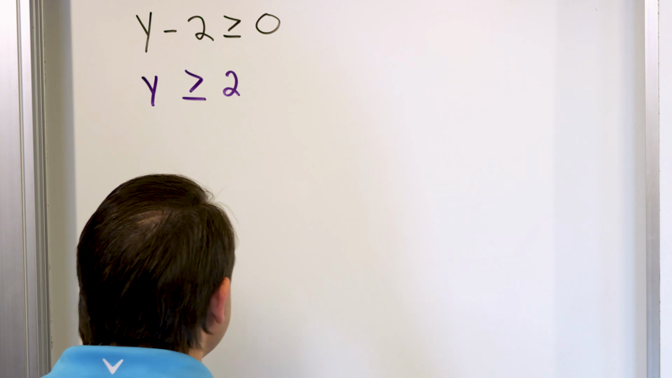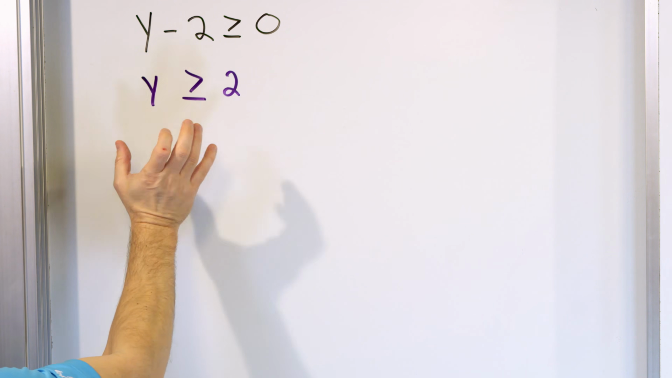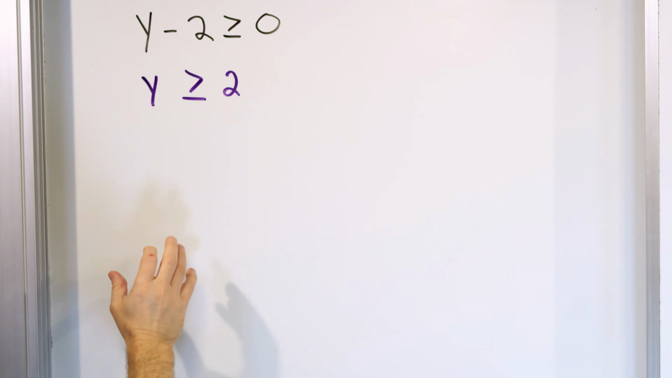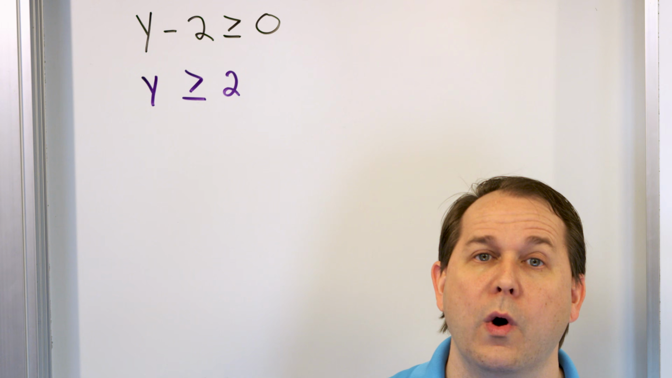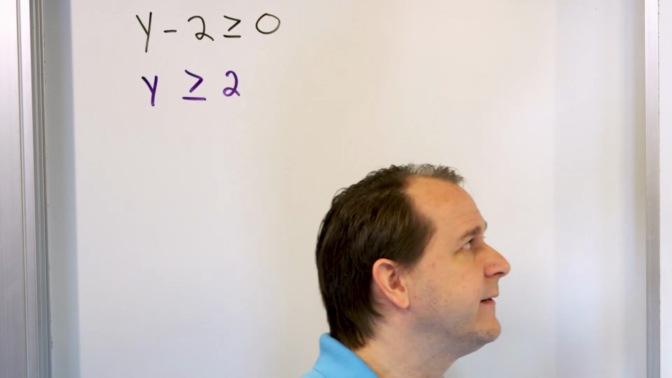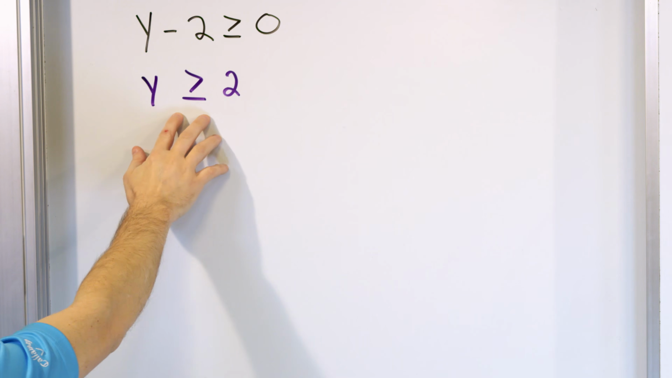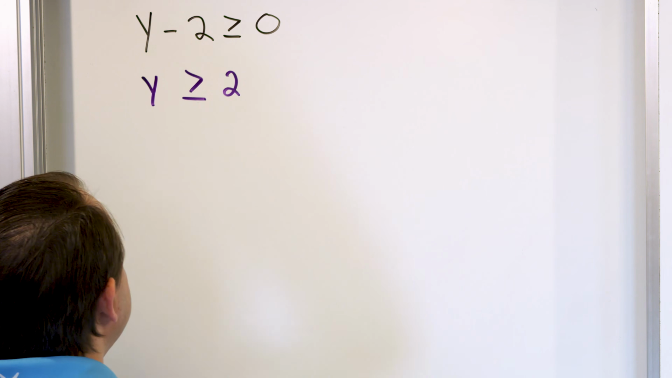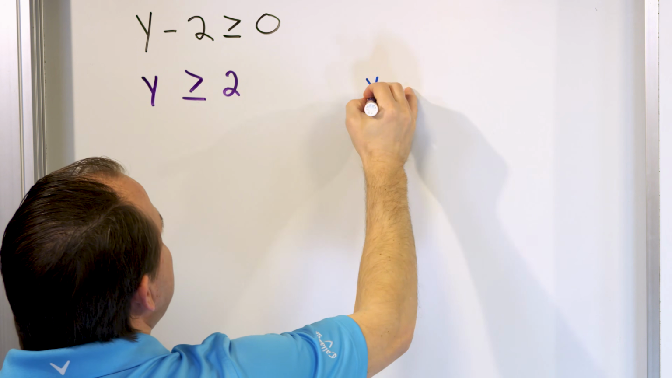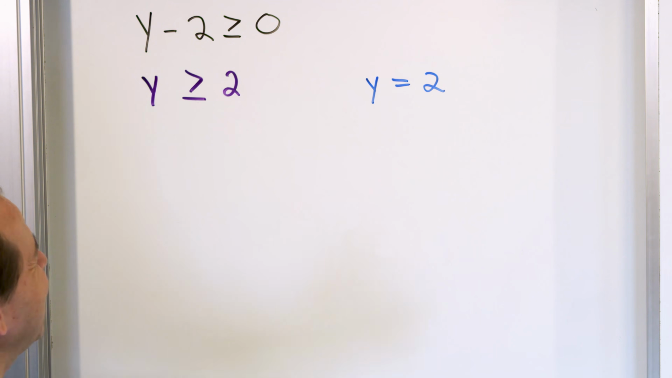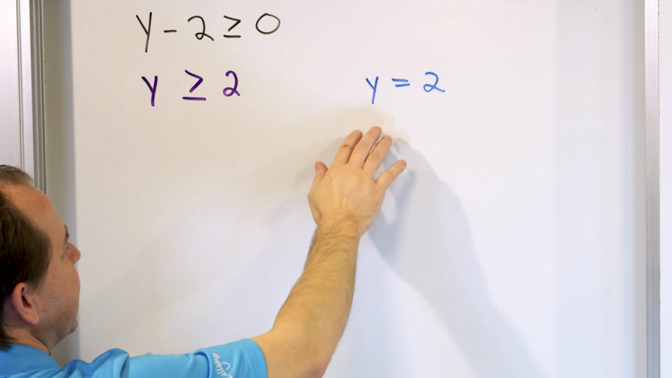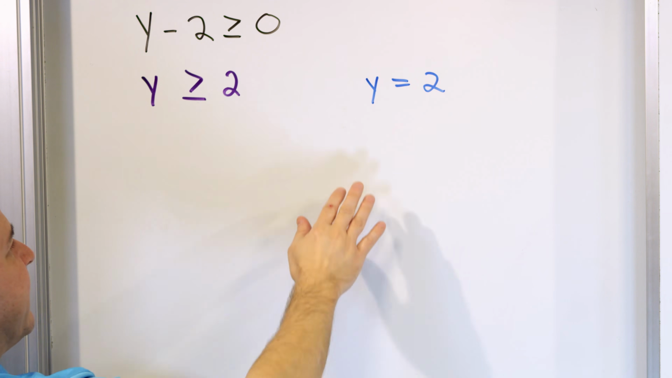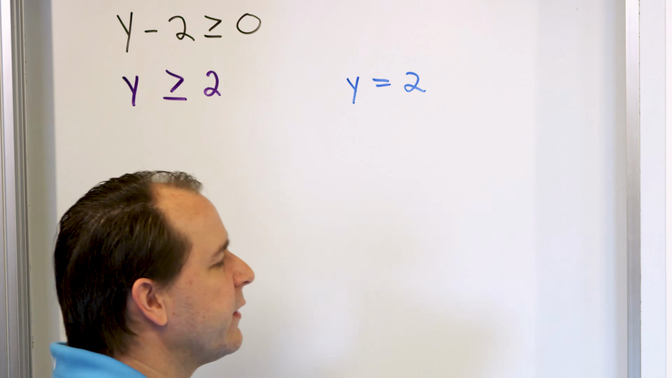Now, in order to figure out what this is really telling you, to graph it, what you have to do is, first of all, just pretend it's a line. What would you do if it were not y greater than or equal to 2? What if it were something like y equals 2? So first of all, you just pretend it's a line. And if you remember, this is a special kind of line from the previous lessons. This is a horizontal line.